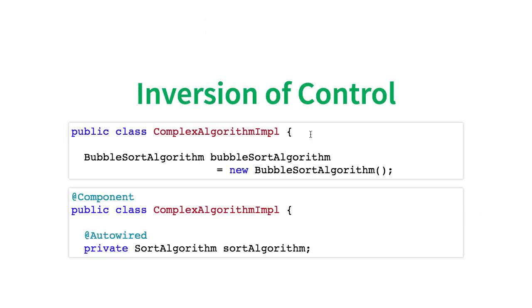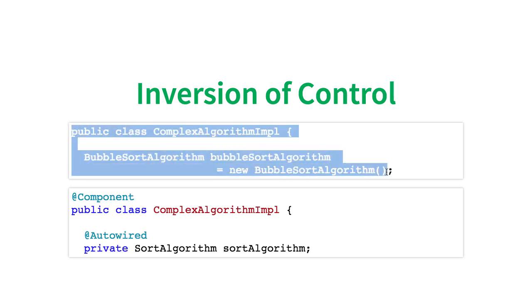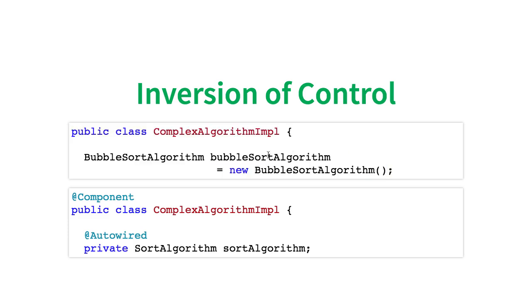Let's look at this example. This complex algorithm does a lot of things. It does 100 other things, and one of the things it does is sorting. Look at this implementation of the complex algorithm IMPL. It's creating an instance of the bubble sort directly. That's implementation 1. Implementation 2 is where we are creating an interface called sort algorithm, and the complex algorithm IMPL is using the sort algorithm interface. The complex algorithm IMPL also provides a constructor or a setter where you can set the sort algorithm into it.